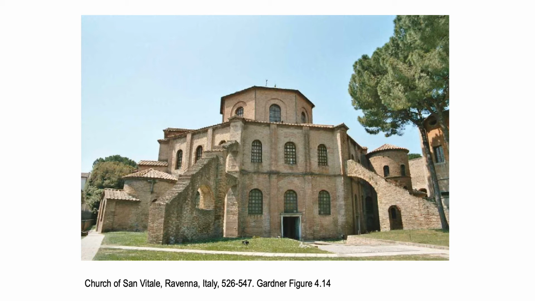It's not a major port like Rome is, and so he figures it's more protected if he moves the capital to Ravenna. Interestingly enough, even though he moves the capital to Ravenna, he never actually goes there. He and Theodora never travel to Ravenna. Instead, he builds this church. It's the Church of San Vitale in Ravenna.